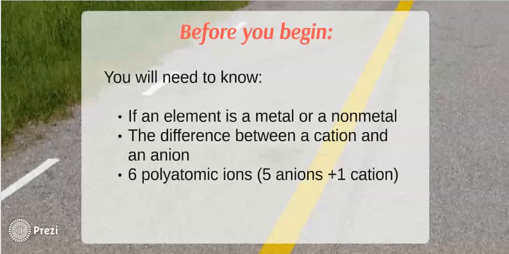Before we begin, you're going to need to know if an element's a metal or a nonmetal. You need to know if it forms a cation, what charge it's going to form if it's a cation. If it's an anion, what charge it's going to form if it's an anion. And the difference between what a cation is and an anion is. And you also need to know those 6 polyatomic ions. So there were 5 anions and 1 cation that you need to memorize.